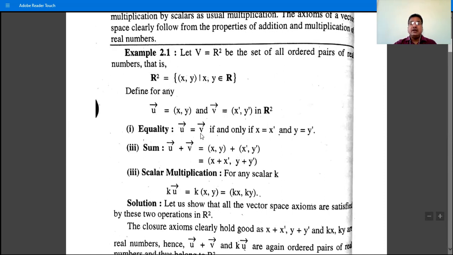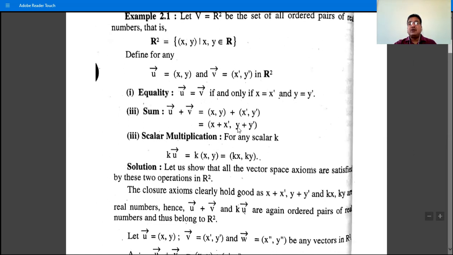Then the two elements are equal, obviously, if x is equal to x dash and y is equal to y dash. ū plus v̄ is the addition of these two. (x, y) plus (x dash, y dash) is (x plus x dash, y plus y dash). I can write the ordered pair as the addition of the corresponding elements, corresponding coordinates. Okay, so the x coordinate, and the addition of the y coordinate.